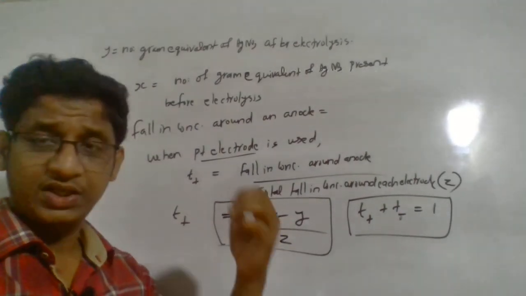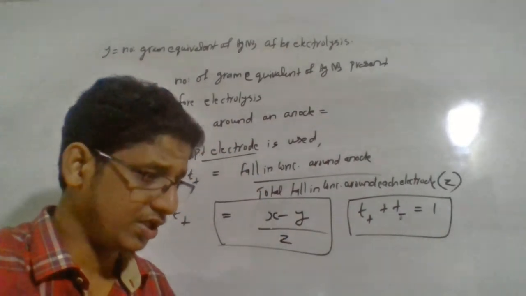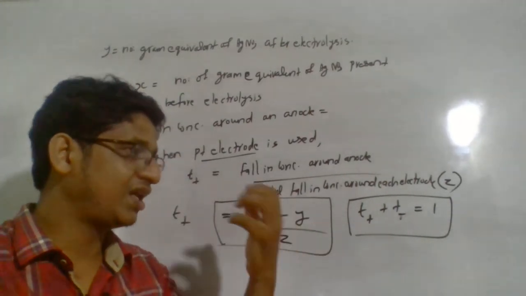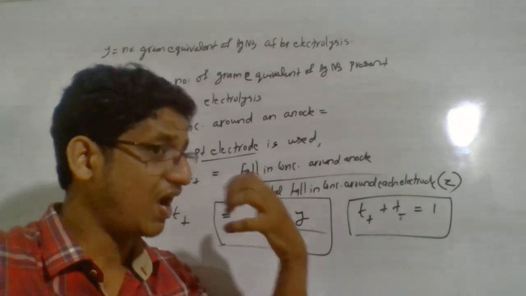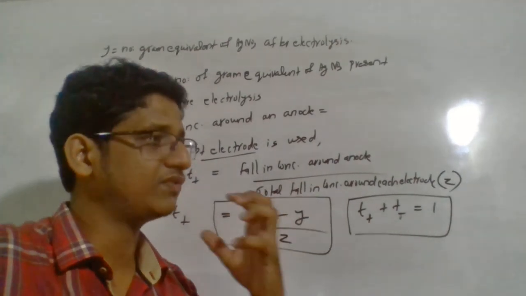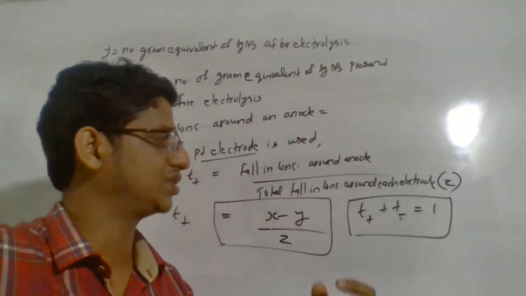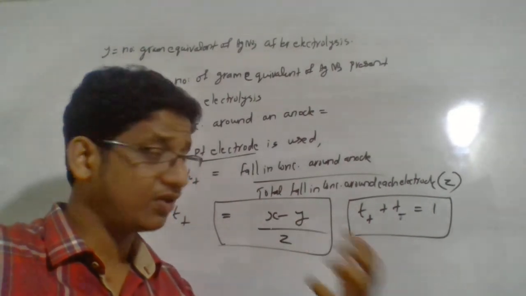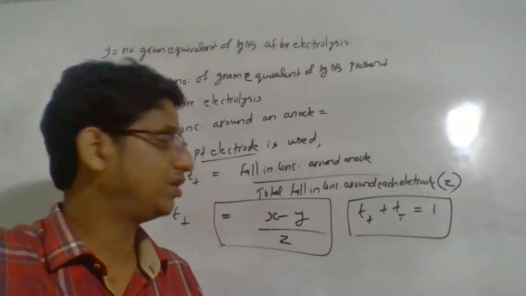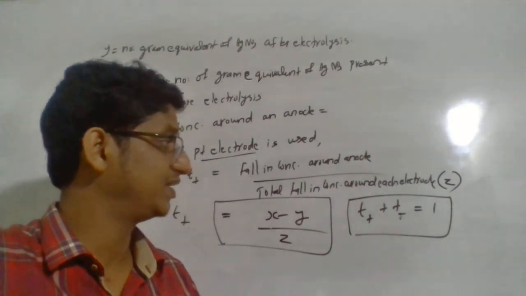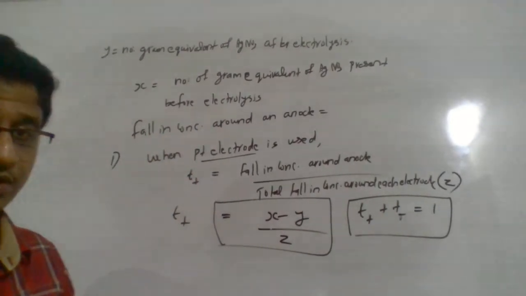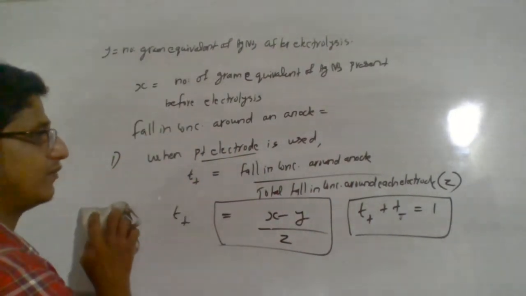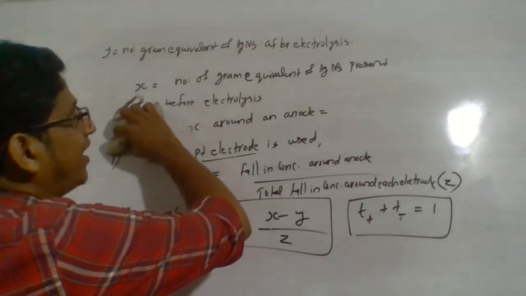X is the number of gram equivalent of our electrolyte before electrolysis. Y is the number of gram equivalent of the electrolyte after electrolysis. So X minus Y will give you the decrease in concentration, the fall in concentration around the anode, divided by the total fall in concentration, that is Z. If you divide X minus Y by Z, it will give you the transport number of the cation. After getting the transport number of the cation, you can find the transport number of the anion as well.